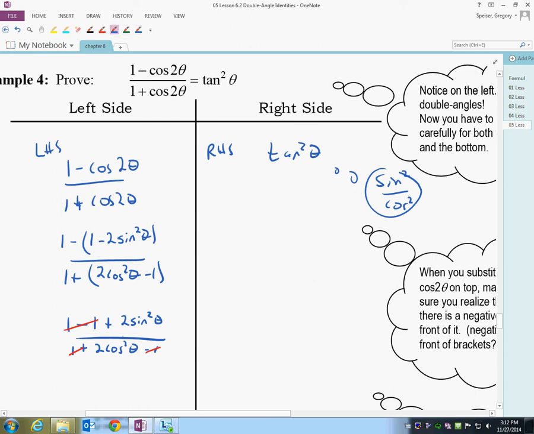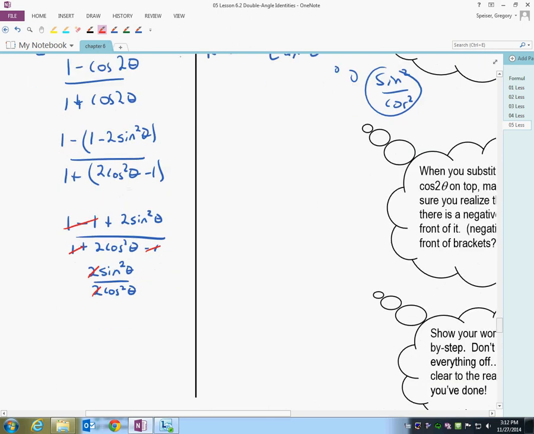I don't want to show too many steps in one line of work, so even though I'm tempted to cancel out those 2's at the same time, I only really want to show one step at a time. So now I'll show my dividing the top and the bottom by 2, and now I'm done. All I got to do is go out there and claim the prize and say sine squared over cos squared is equal to tan squared theta, and so I have left-hand side is equal to my right-hand side.